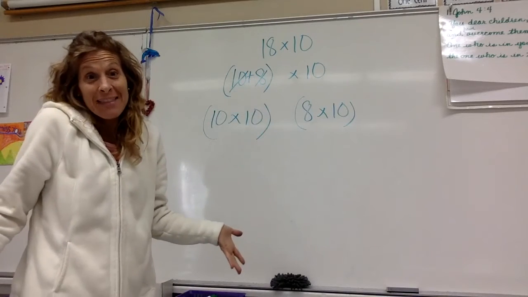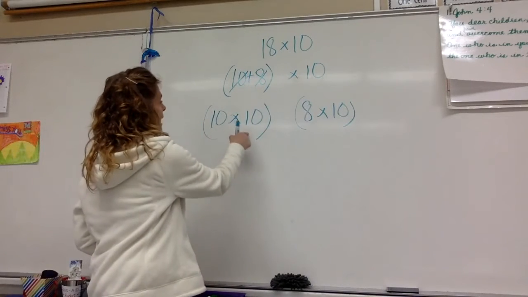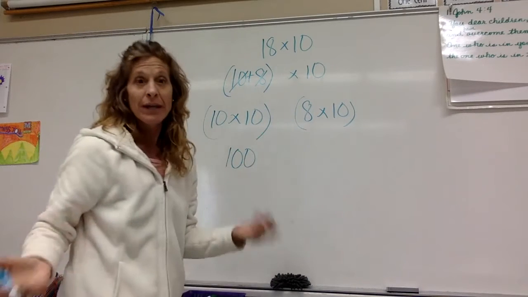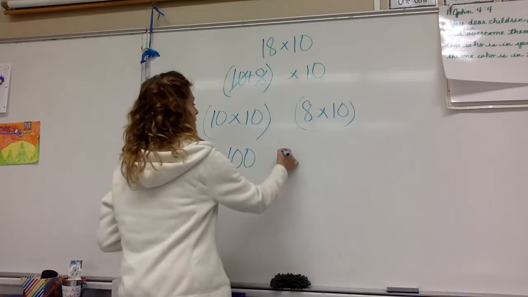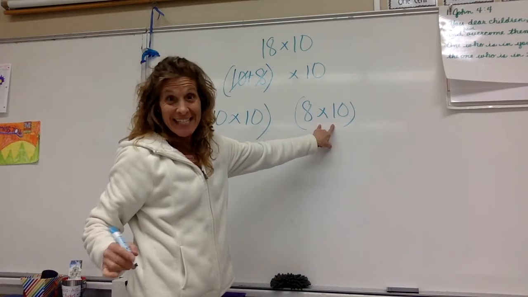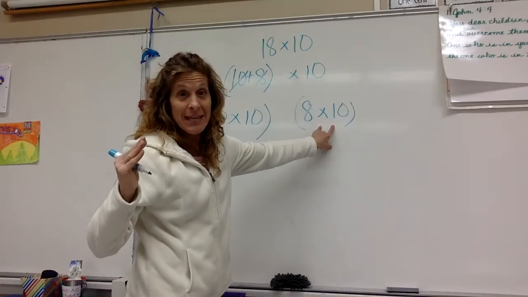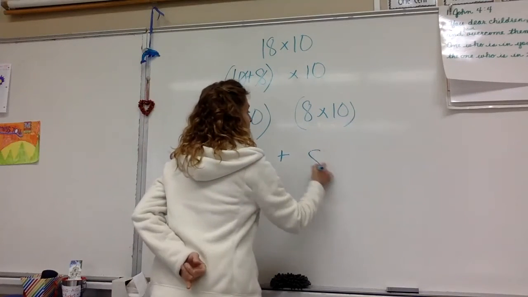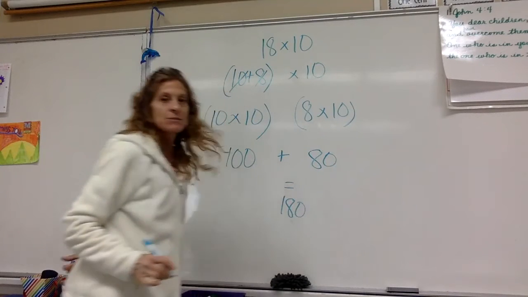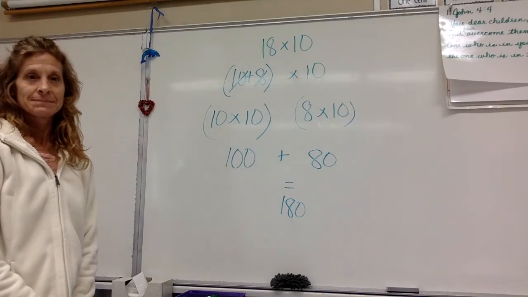Now let's just do the math. 1 times 1 is 1. And we have 2 zeros. So that's 100. Okay? Plus 8 times 1 is 8, plus 1 zero makes 80. So we have 80. Our answer is 180. Okay?